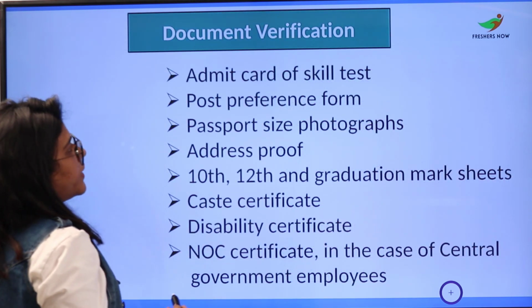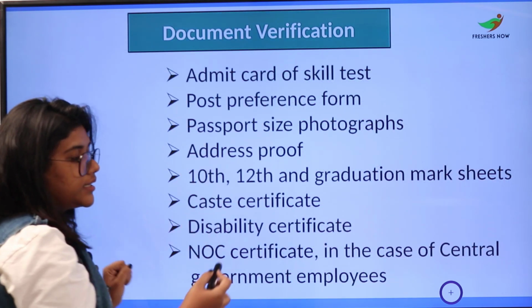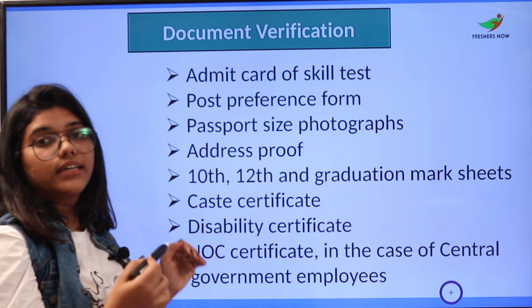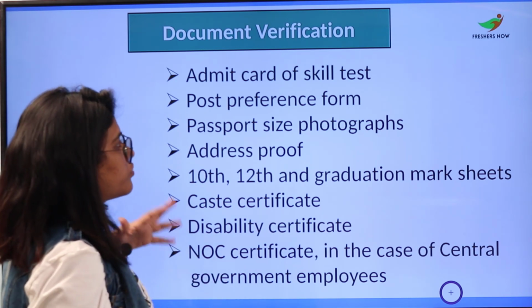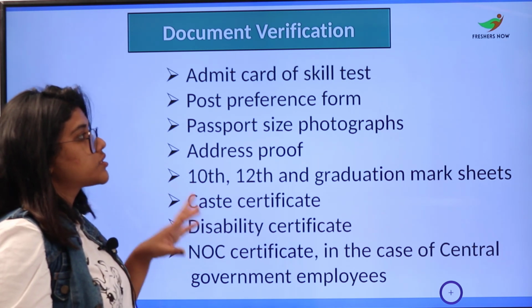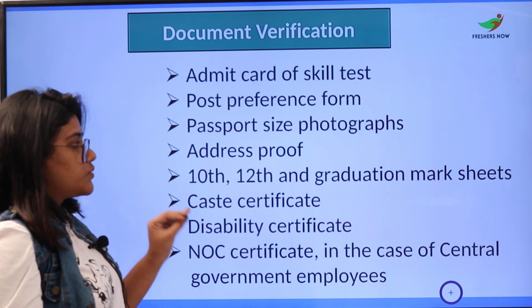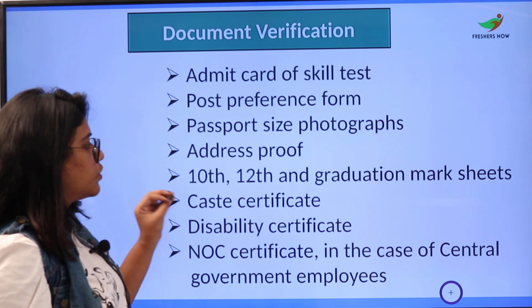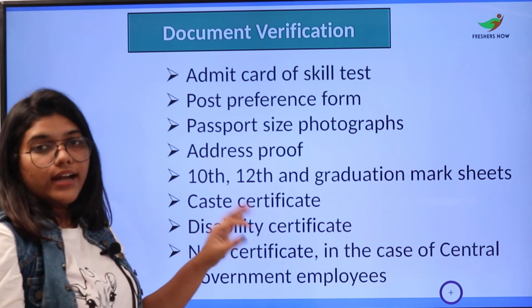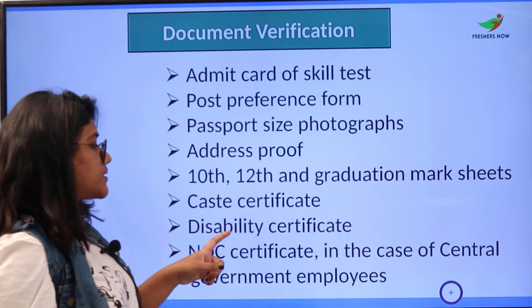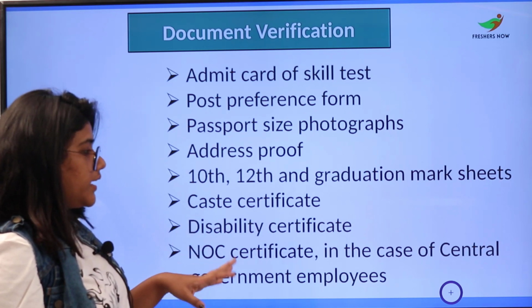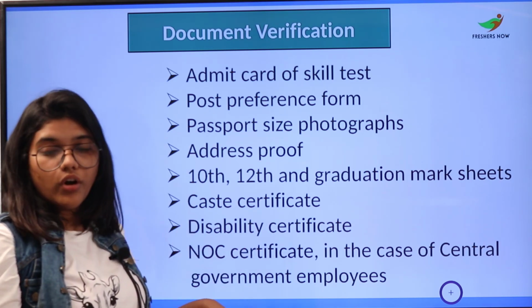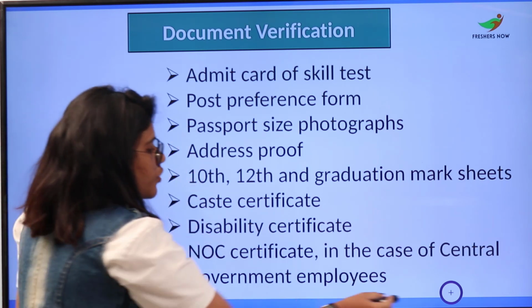Now for the document verification, these are the list of the documents that you need to keep ready for your verification. Number 1 is admit card of the skill test. Number 2 is post preference form, passport size photographs, address proof, 10th and 12th grade and graduation marks list, caste certificate, disability certificate and NOC certificate in case of central government employees. So please take note of all the details.